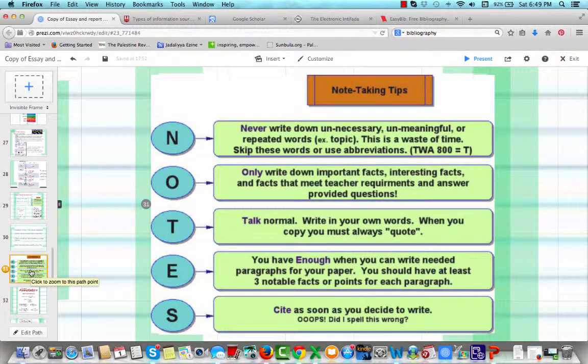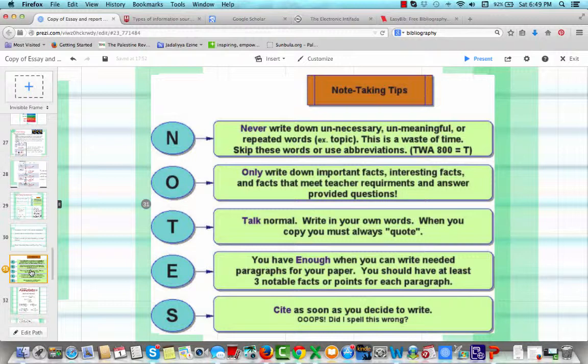Okay, so simply tips, if you will. These are not set in stone, and you do not have to memorize them or know them, but they're tips that could be useful. So do not write unnecessary or repeated words, right? Only write down important facts, facts that you find interesting, or facts that you think would meet the requirements to answer the question. Write in your own words, talk normal, meaning do not write in fancy language because you are the one who's going to be using these notes.